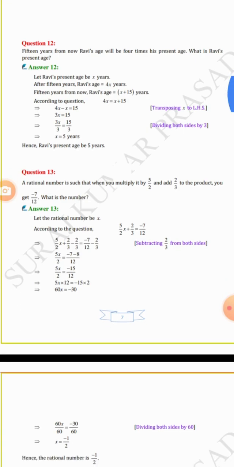Question number 13. The rational number is such that when you multiply it by 5 by 2 and add 2 by 3 to the product, you get minus 7 by 12. What is the number?